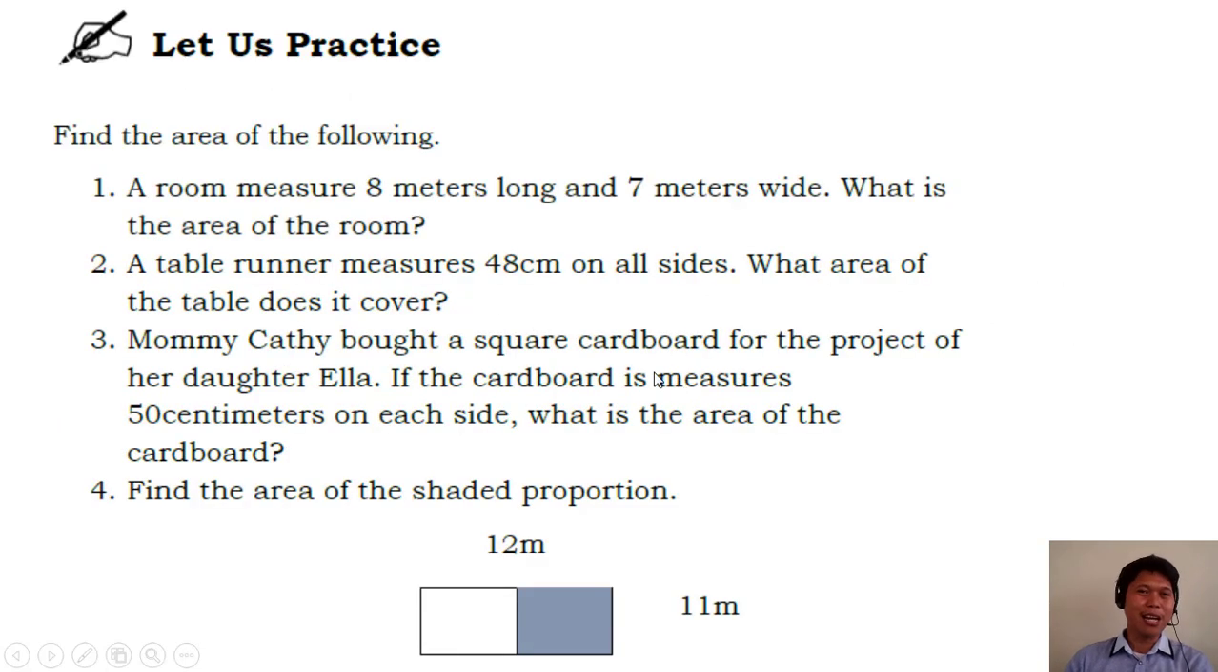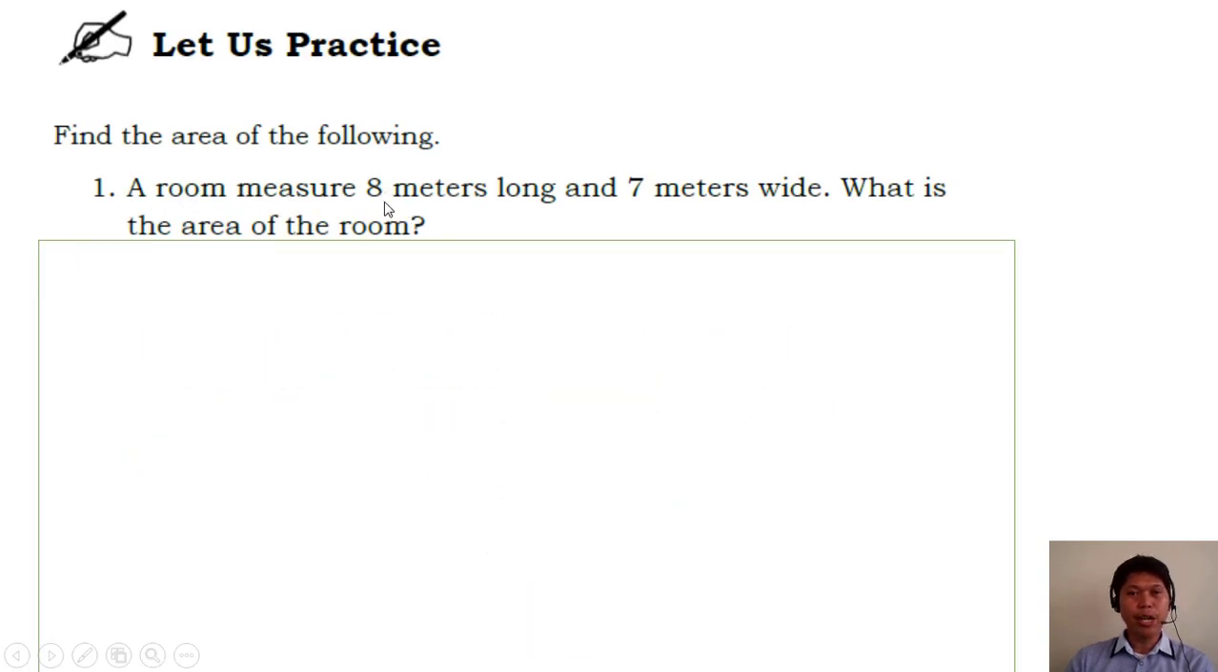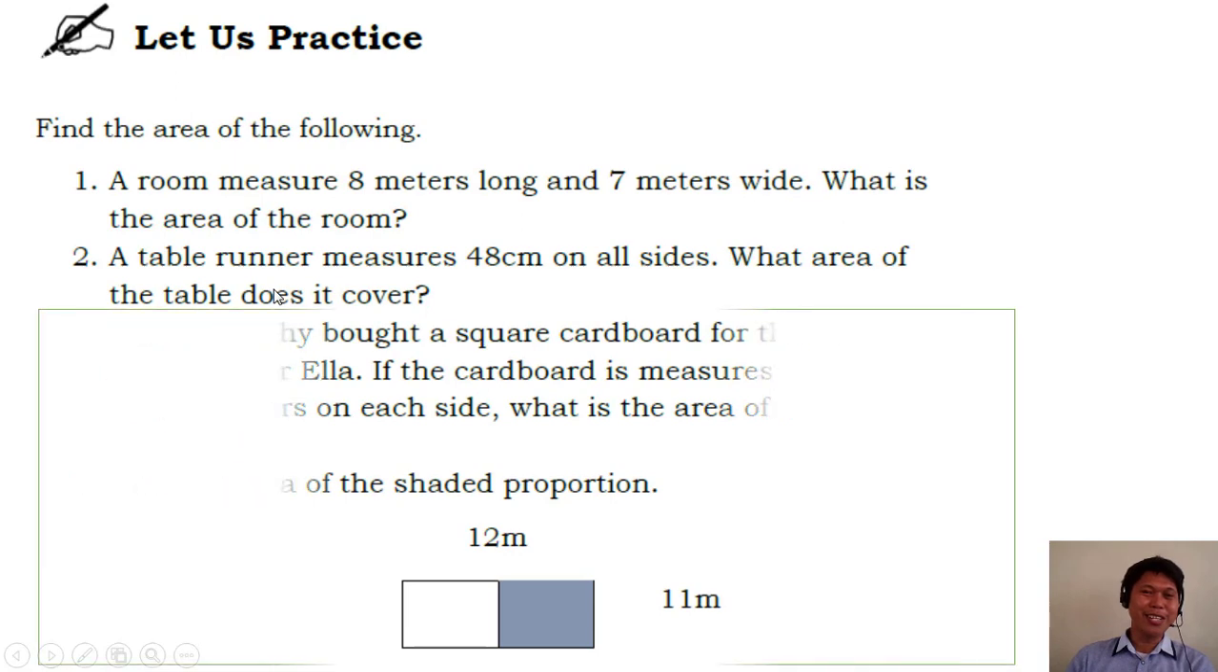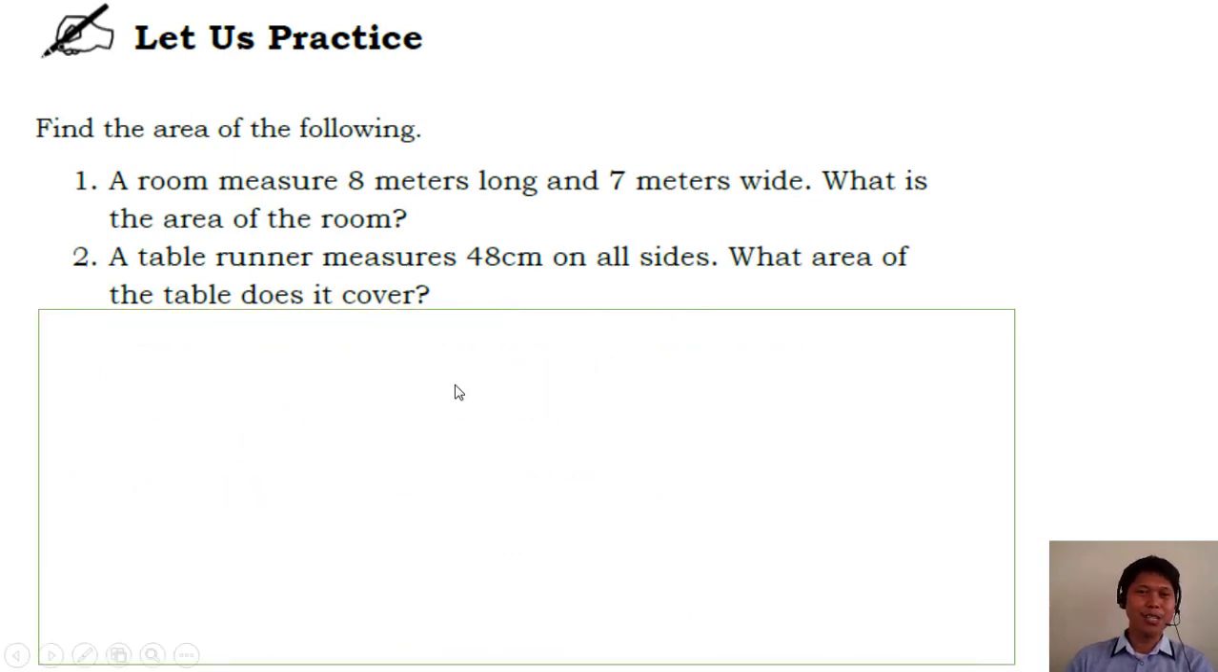So applying those formulas, let us try to answer the practice activity of the module. We have number 1. A room measures 8 meters long and 7 meters wide. What is the area of the room? So it is a rectangle, 8 times 7, which is equal to 56 square meters. Take note, the unit should be square meters. There should always be an exponent of 2. So as easy as that. Okay? You can also try to answer. You can pause the video and compare your answer with mine.